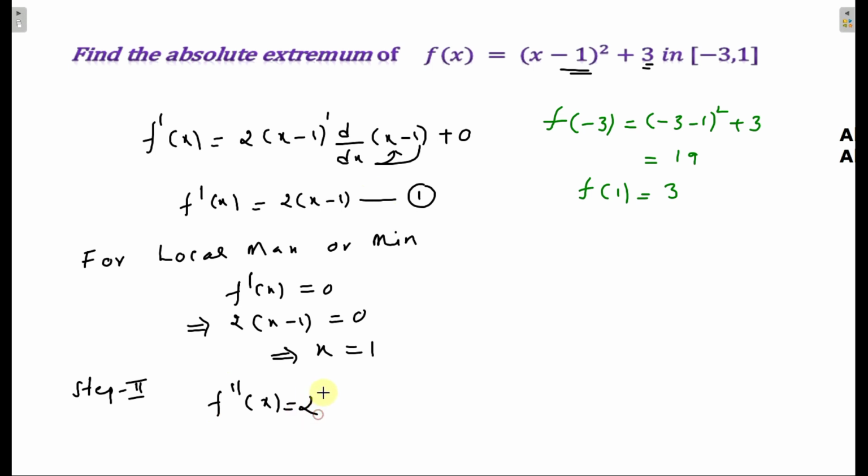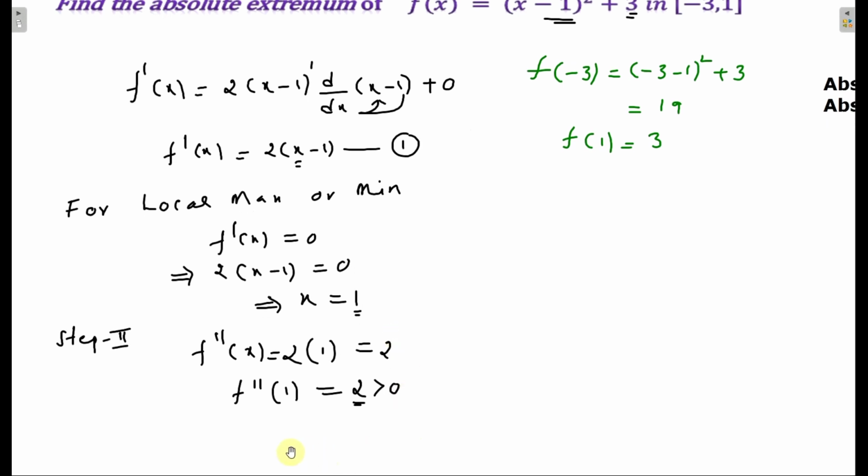So 2 constant as it is, x derivative is 1 and constant derivative is 0, overall you will get 1 here. This is 2. So f double dash 1, find out there. Since this is a constant function, the answer will be 2. Since this is greater than 0, at x is equal to 1, we get a local minimum value.